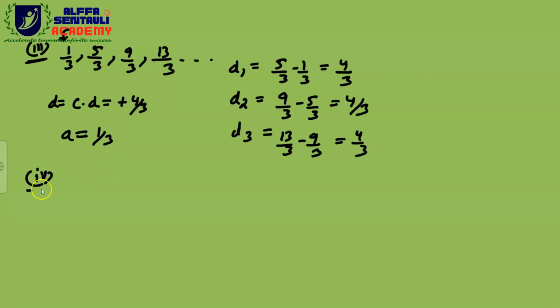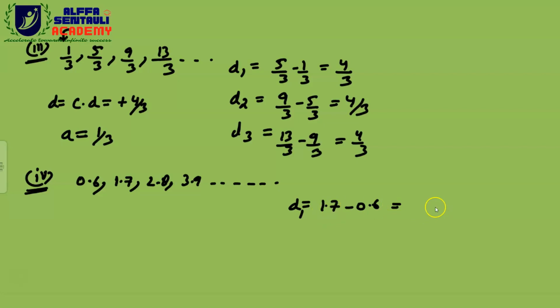Let's solve the fourth part. Fourth part is 0.6, 1.7, 2.8, 3.9, and so on. So what should be D? D1 should be 1.7 minus 0.6. How much will you get, beta? You will get 1.1: 7 minus 6 is 1, and 1 minus 0 is 1. So 1.1. D2: 2.8 minus 1.7. 8 minus 7 is 1, then 2 minus 1 is 1. Constant. D3: 3.9 minus 2.8.